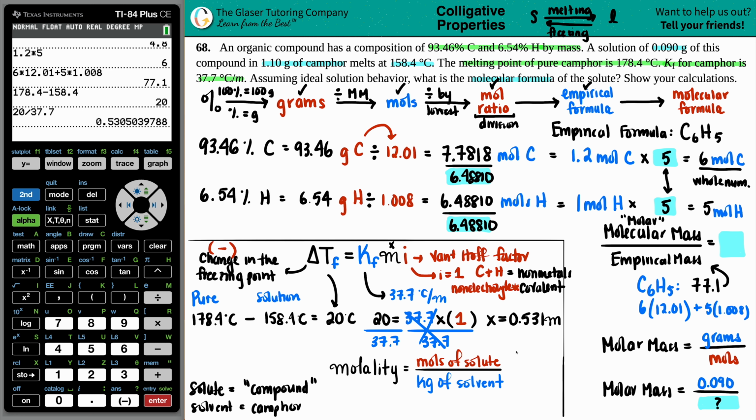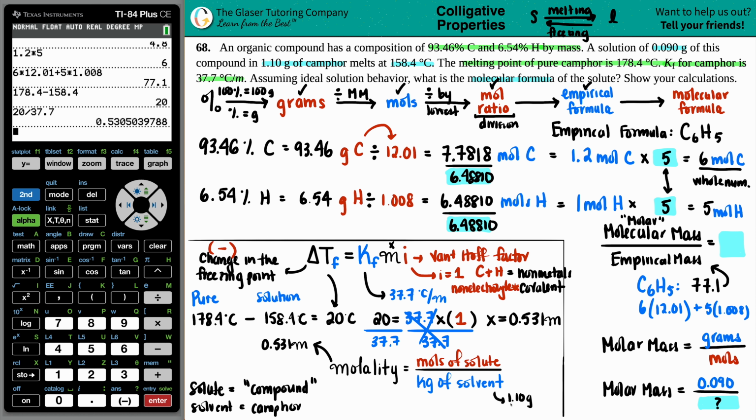We just found out the molality, which is 0.531 molality. And which one don't we know? Do we not know the moles of the solute? Or do we not know the kilograms of the solvent? Well, they did say that we had 1.10 grams of the camphor. That's the solvent, right? We said that the solvent was the camphor. So in this case, I know that I have 1.10 grams, but we need kilograms.